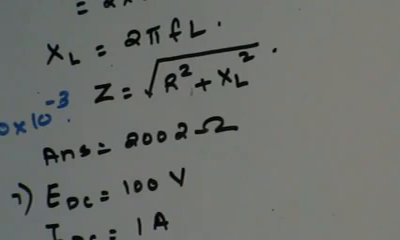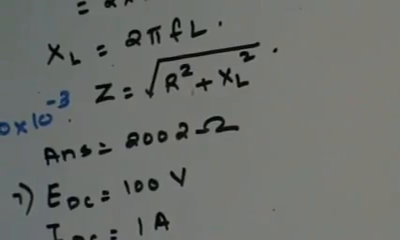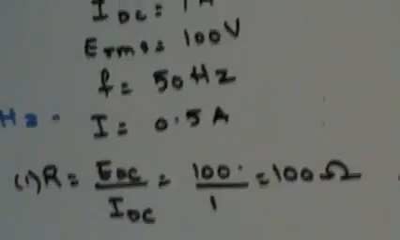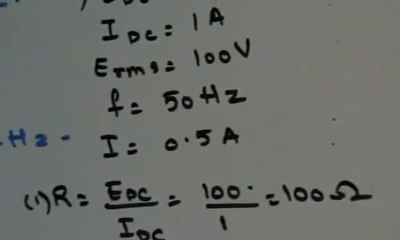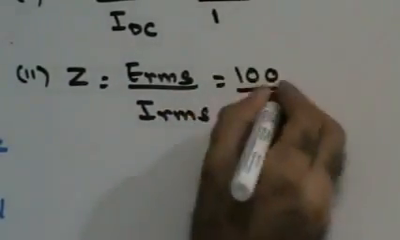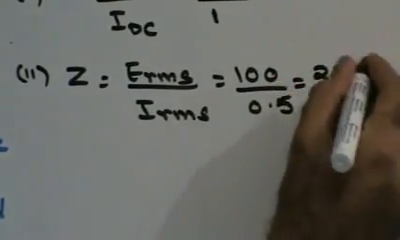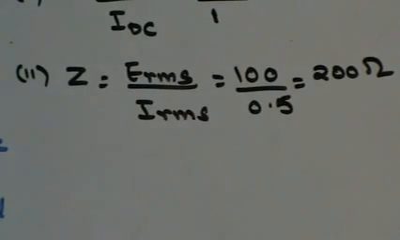Now resistance, straightforward: DC voltage upon DC current will give you the resistance of the coil. That's the first thing that you will do. This is nothing but 100 upon 1, that's 100 ohms. So the resistance of the coil is 100 ohms. Next, I can find out the impedance of the circuit. Impedance is nothing but ERMS upon IRMS. ERMS is 100 upon 0.5, so this is going to be nothing but 200 ohms. So I come to know the impedance of the circuit.